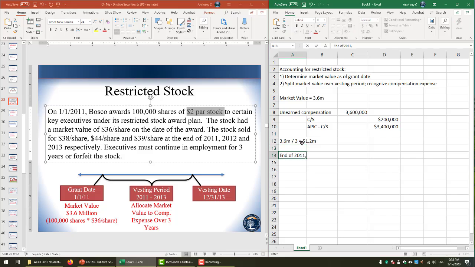So at the end of 2011, 2012, and 2013, we would debit compensation expense for 1.2 million. And our credit here, since we've recognized unearned compensation previously, we're going to decrease unearned compensation with a credit.